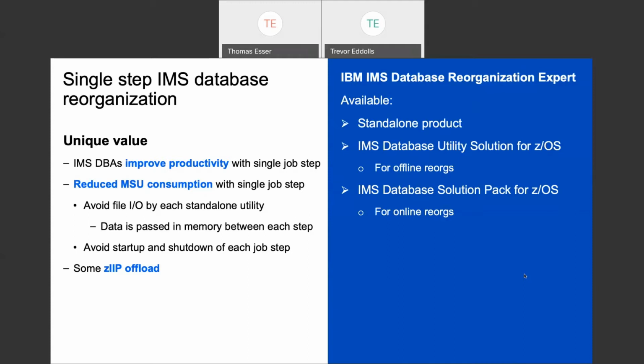And you can avoid extensive I/Os by each of the standalone utilities because the data is passed in memory between each of the steps. So imagine that you unload the database and you forward the unloaded part directly into the load utility, or you pass the information to the index utility or to the secondary index utility to create an index database, or to pass this information to the image copy part of this procedure. So there are a lot of things you can look at, and you can reduce MSU consumption by using features and functions. And again, zIIP offload is also a topic you have to look at.